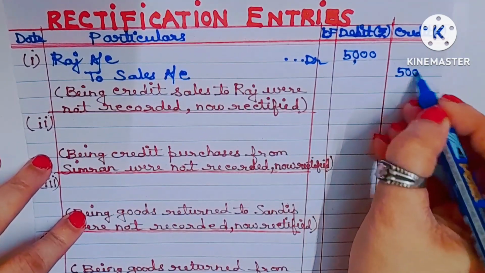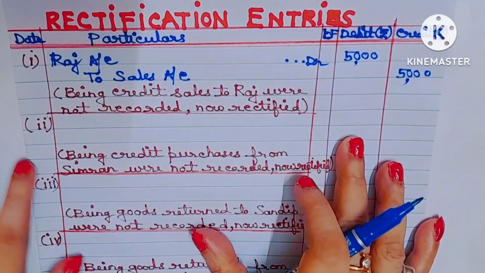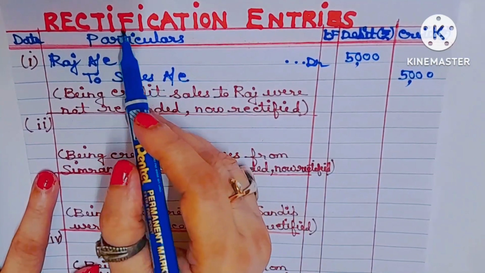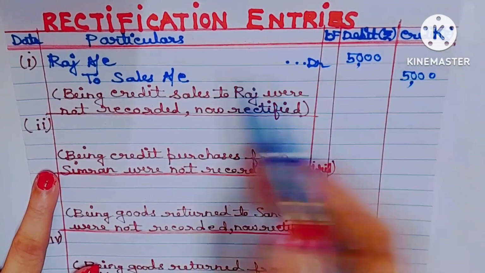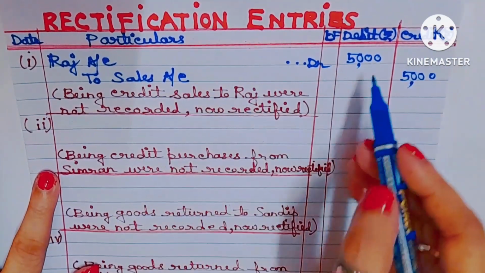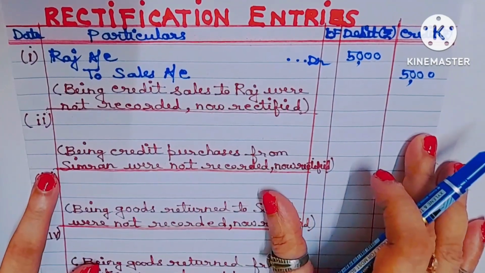Okay. So this is the journal. You have to write on the top rectification entries, date, particulars, ledger folio, debit, credit. Raj account debit to sales account 5,000. Okay. Now let's see the second rectifying entry.